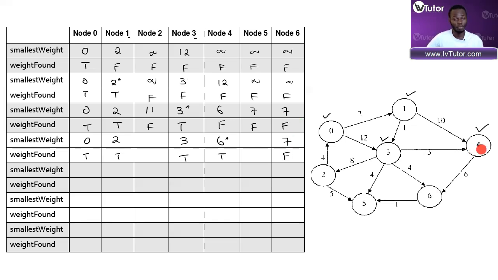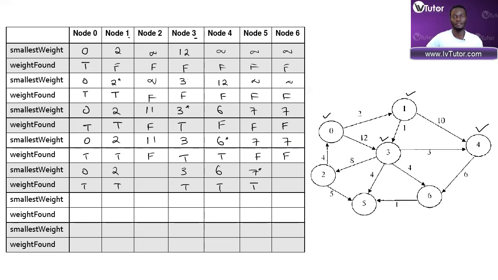Anyway, now that I'm done with 4, copy everything else. So I copy here, 11, false, 7, false. Next iteration, copy everything that's true. 0, true, 2, true, 3, true, 6, true. On the nodes remaining, which one is the least weight? It's 2 of them. Pick the first one. It's an algorithm. I pick the first one. So I pick node number 5, move it down, make it true. So this becomes 7, true.